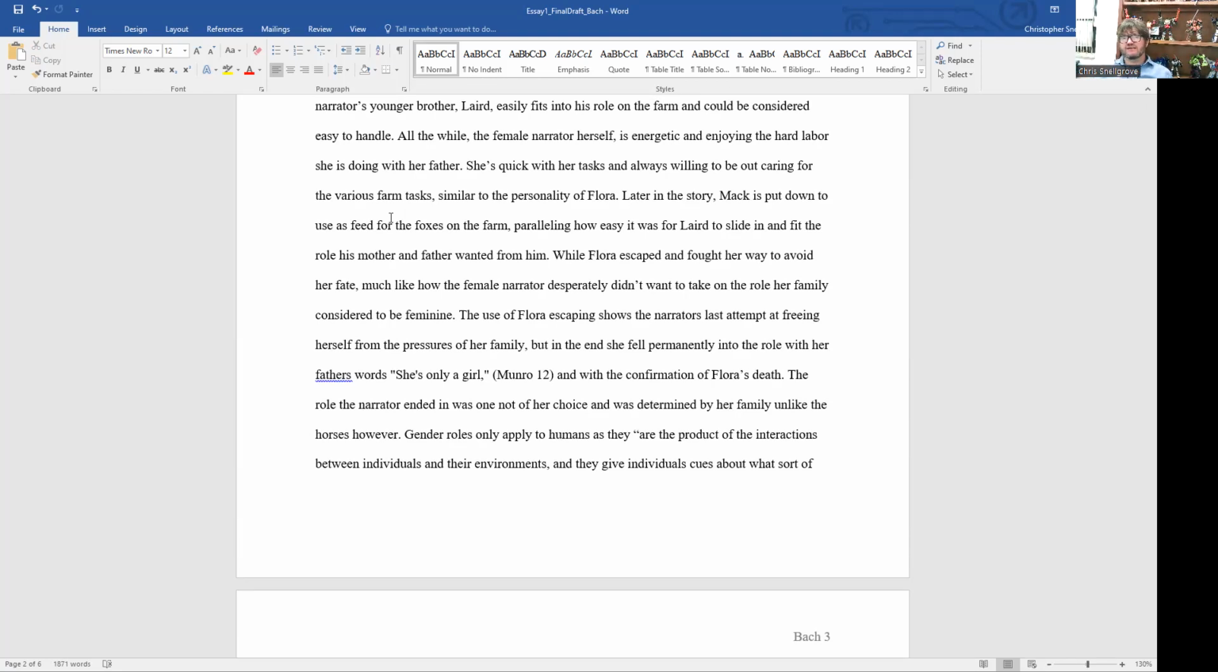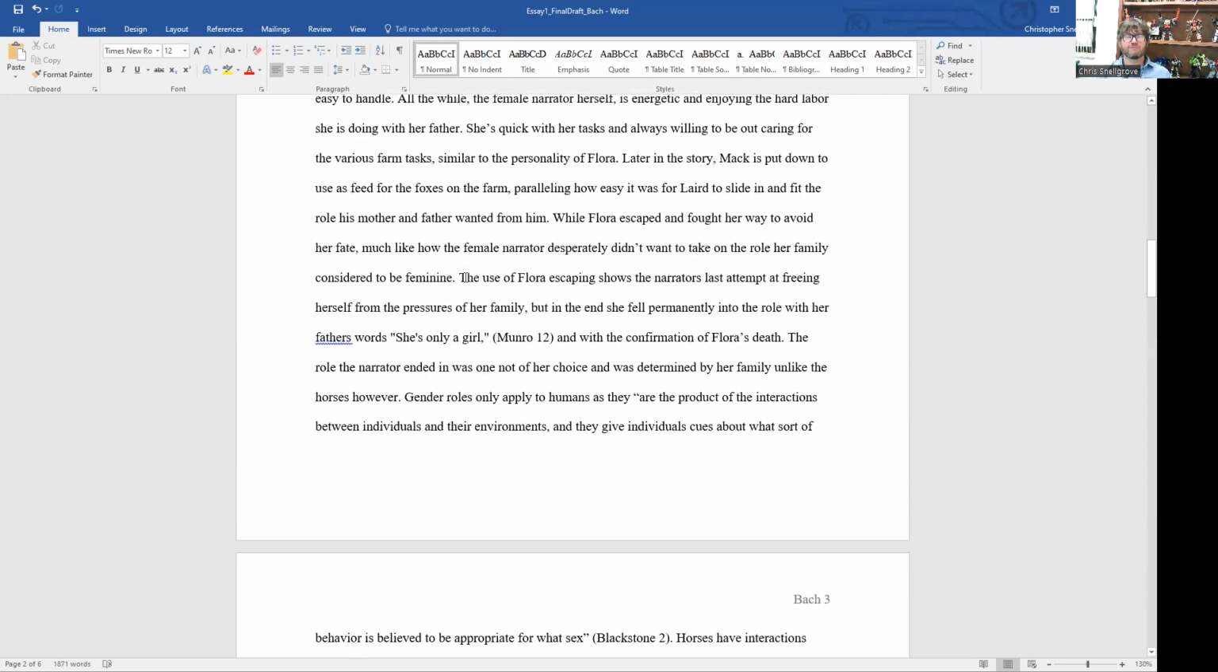So she has a lot of narrative detail here, where it's like, this happened, this happened, this happened. But it's not summary, because whenever she's in the midst of telling you what happened, it's immediately followed by stuff like, the use of Flora escaping shows the narrator's last attempt at freeing herself from the pressures of her family. So it's like, hey, I explained some of what's going on, and then I immediately tied it back to the thing I'm arguing.